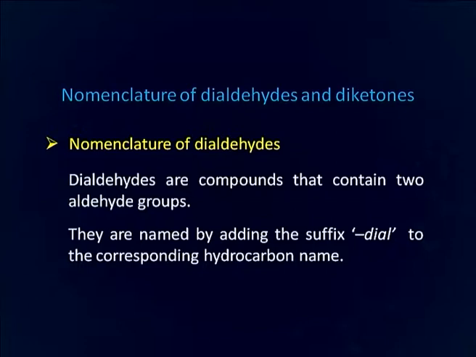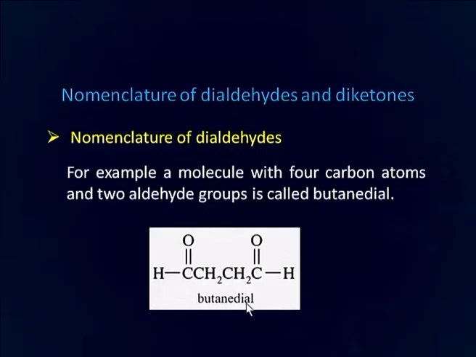We will now discuss the nomenclature of dialdehyde. Dialdehydes are compounds that contain two aldehyde groups. They are named by adding the suffix dial. Instead of al, we add dial to the corresponding hydrocarbon name. As a result, here this is a 4-carbon alkane butane, and since the terminal positions are substituted with aldehyde group, the name of the molecule becomes butanedial.